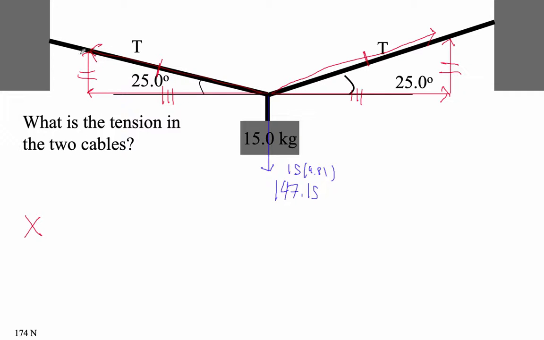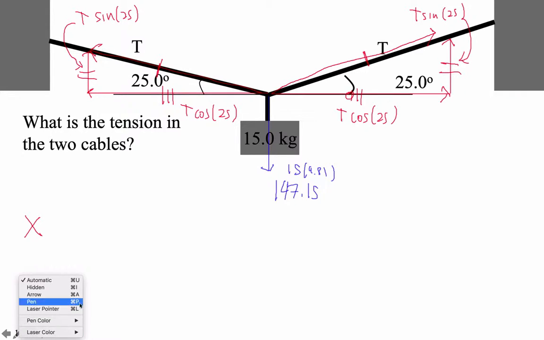Okay. So this guy right here is T sine 25, and this side here is also T sine 25. And then this side here is T cos 25, because it's the adjacent side. And this also is T cos 25. And this guy is going to be, let's switch to the blue pen.